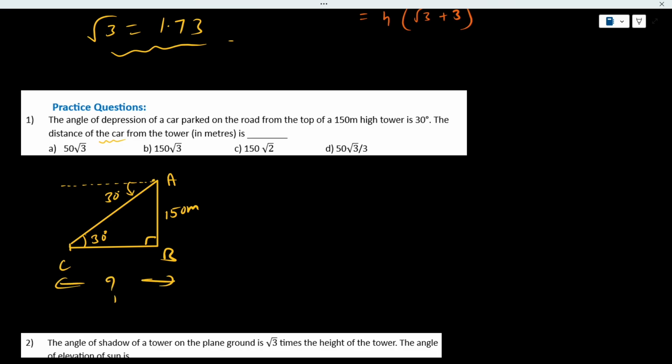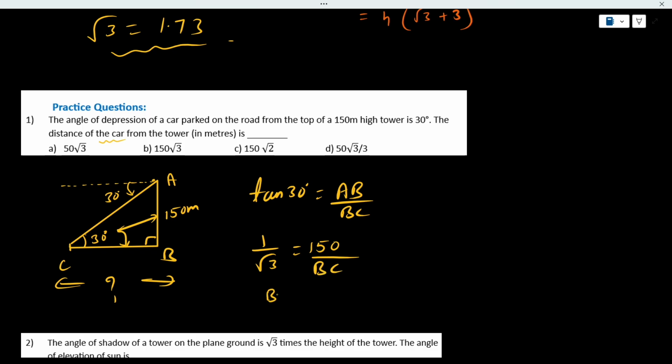Now with respect to the 30 degree angle, this is opposite, this is adjacent. Opposite by adjacent is tan, so it will be tan 30 degrees, which is AB by BC. You can quickly solve an MCQ question. I'm giving the whole explanation so that no one should have any doubt. So this is BC, right? So BC is going to be equal to 150 root 3 meters. So what is your right option here? Option B is the right option.